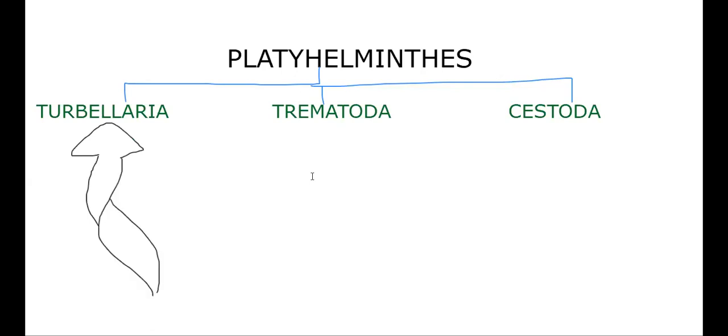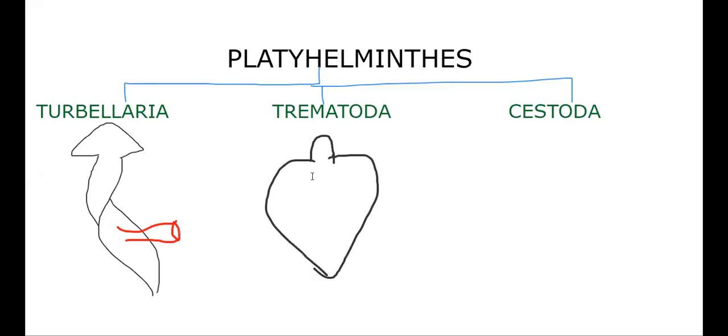So this is Dugesia, where the mouth is present on the ventral side, like this. Next, Trematoda. The best example for Trematoda is Fasciola hepatica. Then Cestoda. In the case of Cestoda, we are taking the tapeworm.